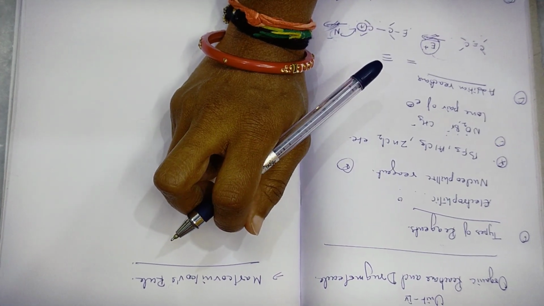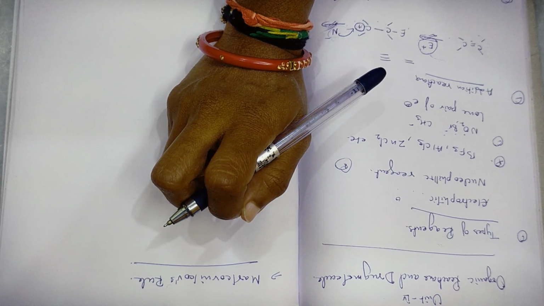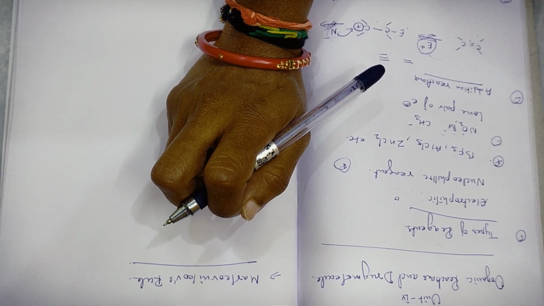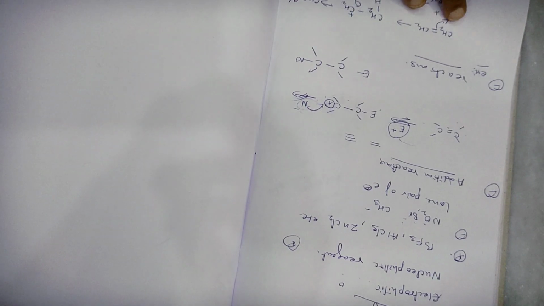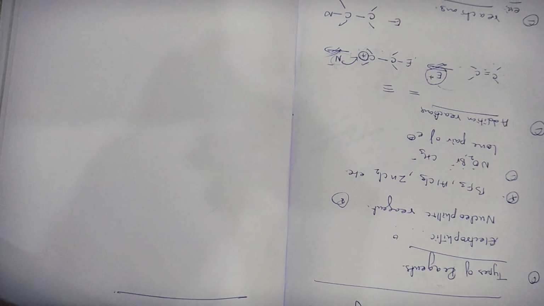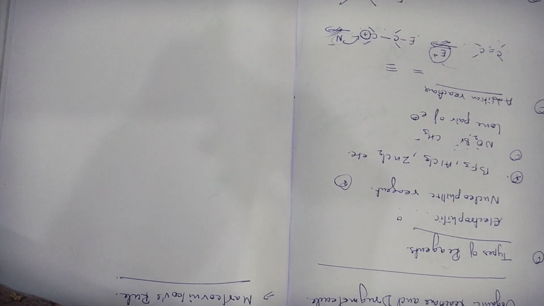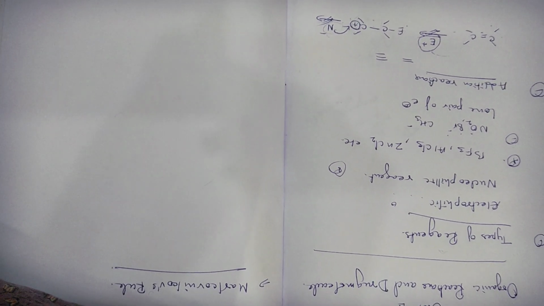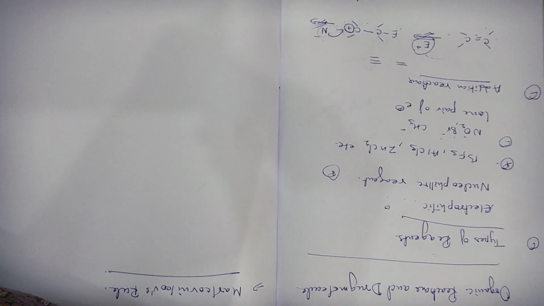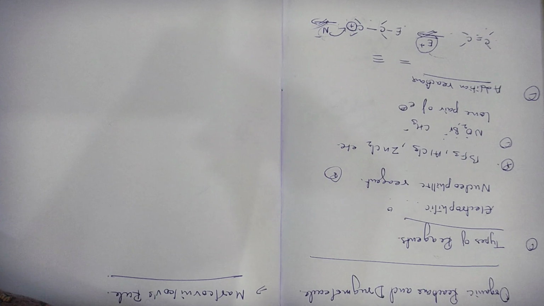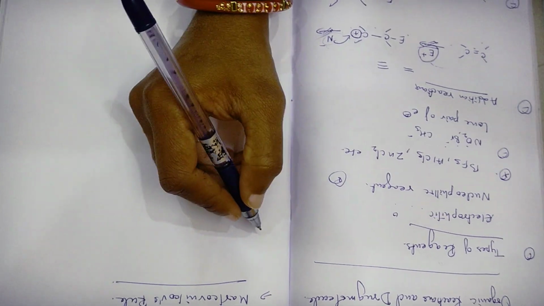Markovnikov's rule is nothing but this: when an unsaturated alkene reacts with a hydrogen halide, the hydrogen gets added to the carbon that has more hydrogens, and the halogen goes to the carbon with fewer hydrogens. In this, the major product observed is known as the Markovnikov's rule. Okay, the example for this we will show you.